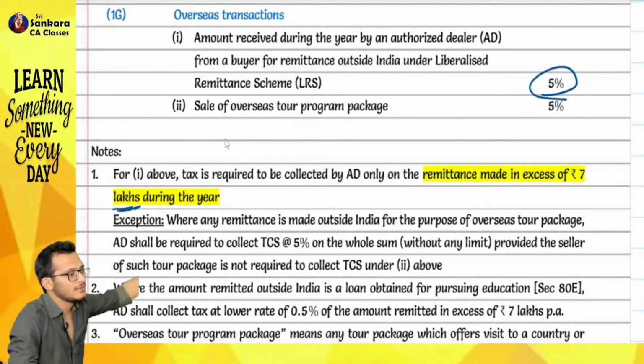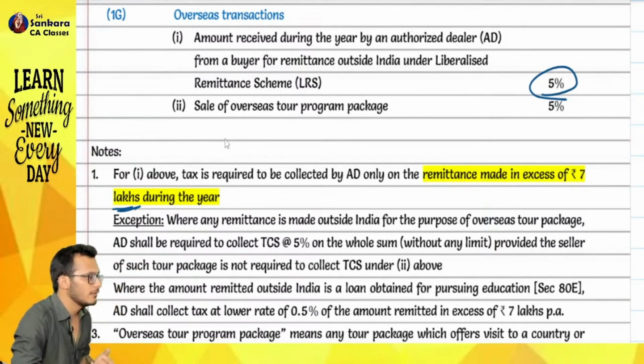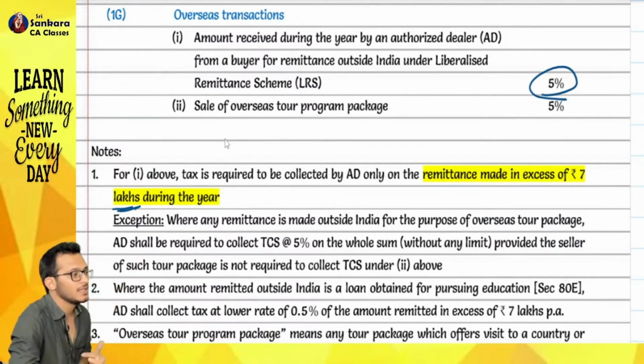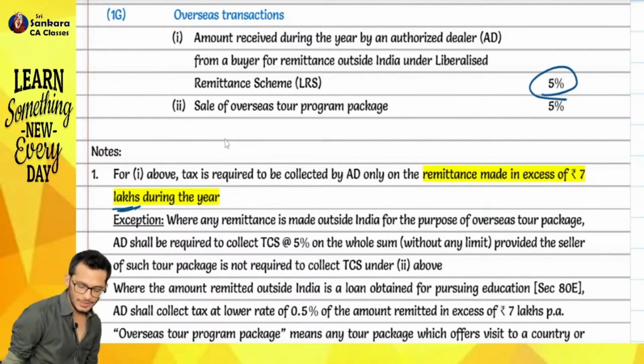What are the rates? It is 5%, but an exception is given. If you have taken it for education, the rate is 0.5%.